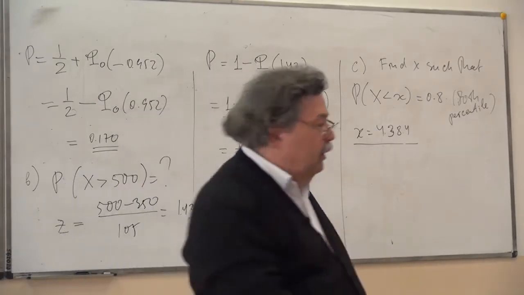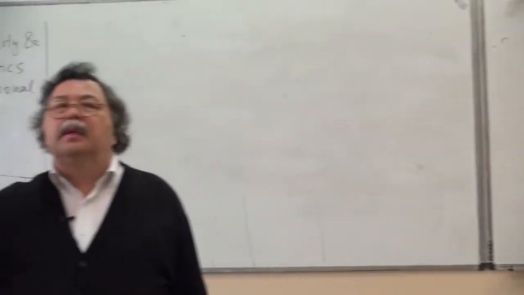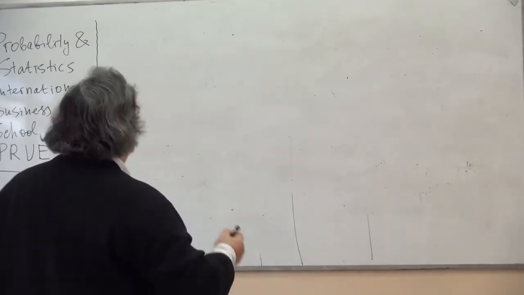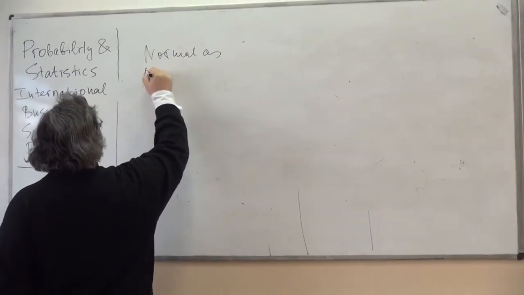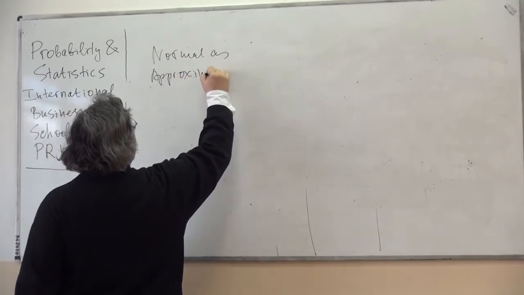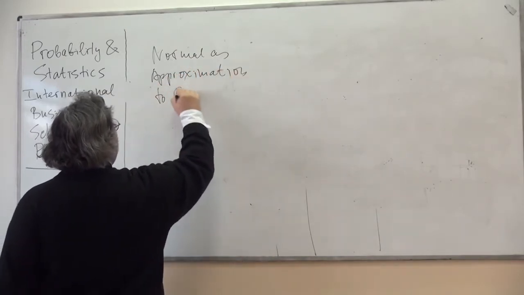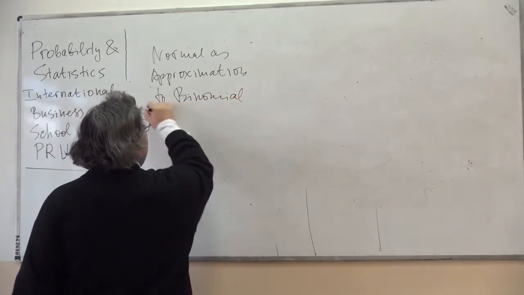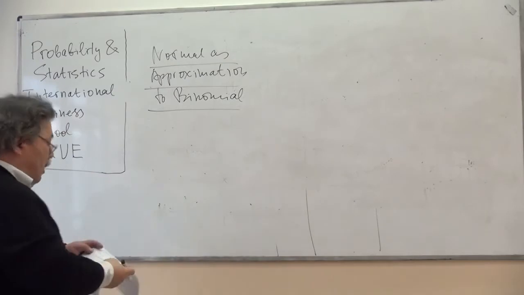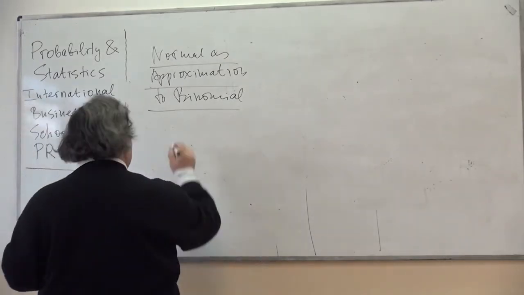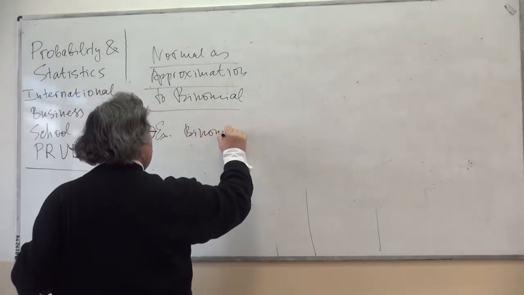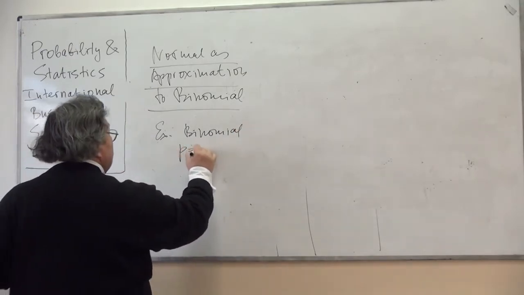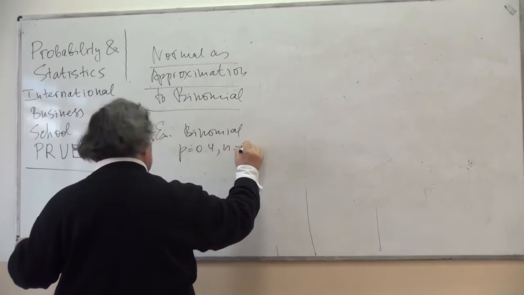All right, now let's return to the question of the normal distribution being the limiting case of binomial. Okay, so normal as approximation to binomial. Well, let's discuss an example. Let's consider this binomial distribution, p equal to 0.4 and n equal to 30.